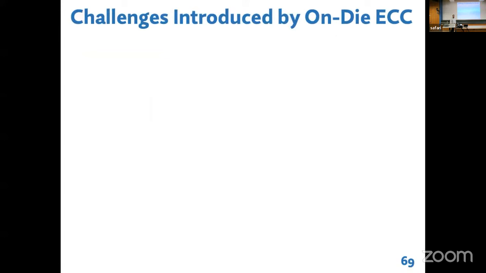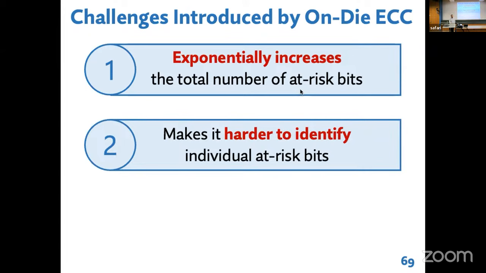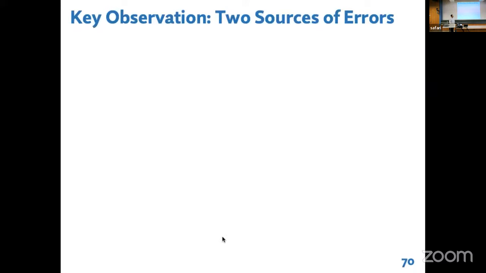So as the bit flips increase, the cost of this thing exponentially increases, right? The total number of at risk bits, yeah. So when you have on-die ECC, the number of bits at risk increases because you get obfuscation from the error correction. And it makes it harder to identify individual at risk bits. It interferes with commonly used data patterns for memory testing.